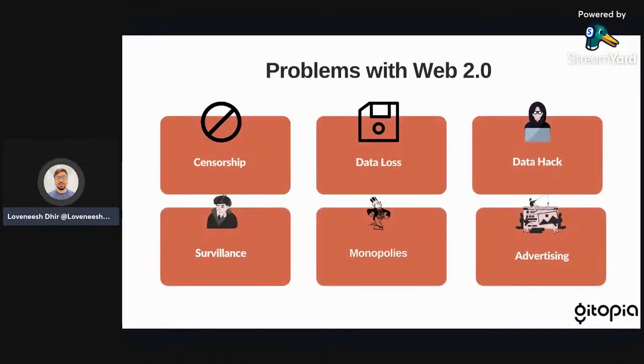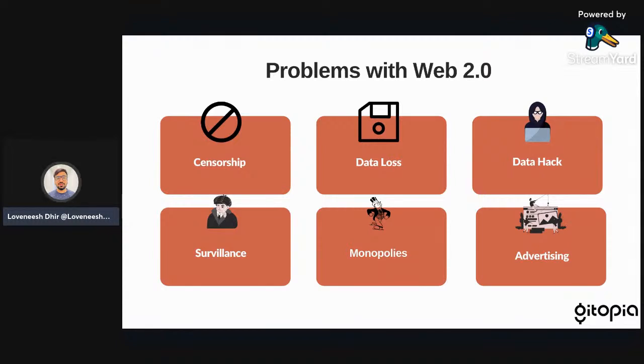As we already discussed, Web 2 is the web that we are currently using. So what are the problems with Web 2? Web 2 comes with censorship. Let's say you are using Twitter and you posted a tweet which doesn't match the ideology of some political party, or doesn't match the Twitter guidelines. They can censor your tweet or your account anytime. They can ban your account anytime.